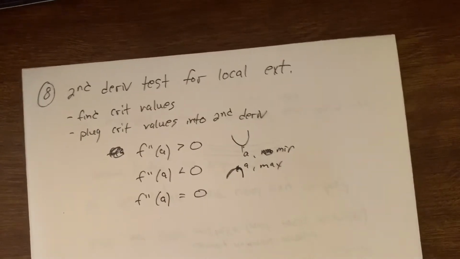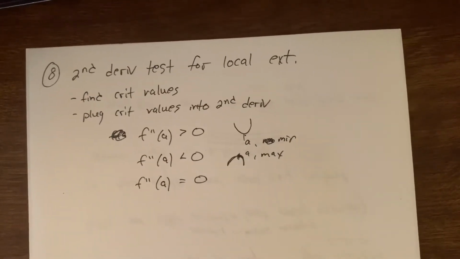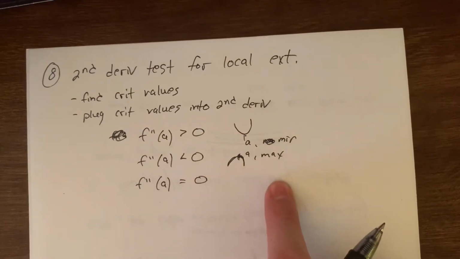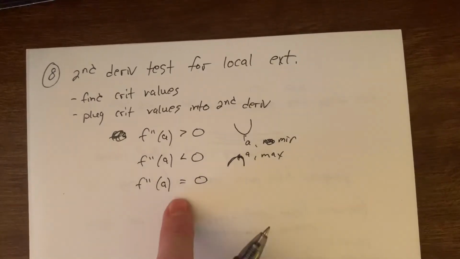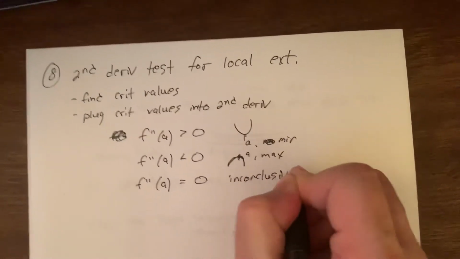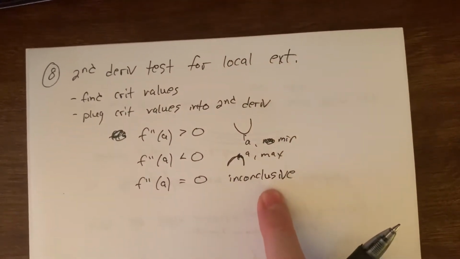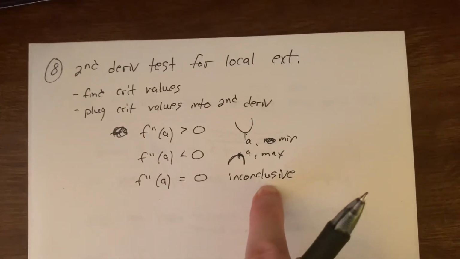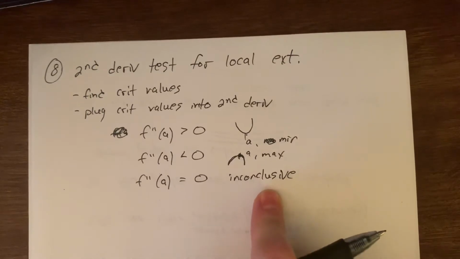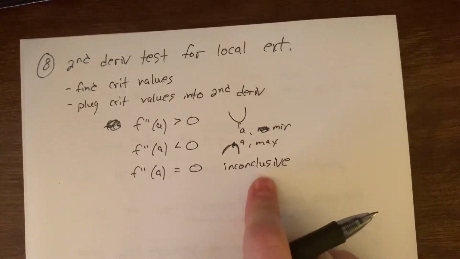Now a lot of us would logically say, okay, when the second derivative at a equals 0, that means a is neither. But what we actually get out of this is that it is inconclusive. You tried using the second derivative test, but you'd have to go back and use the first derivative test to know for sure. So that's one of the reasons why I'm not a huge fan of the second derivative test.